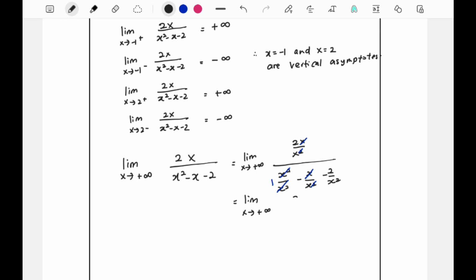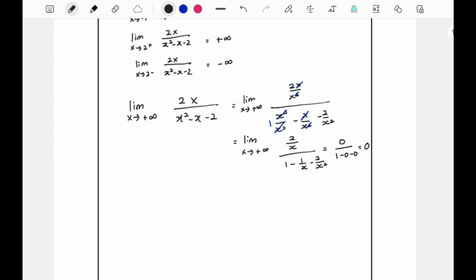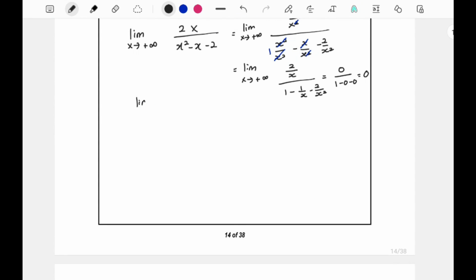So it's going to be 2 over x over 1 minus 1 over x minus 2 over x squared. And when we substitute infinity, we get 0 over 1 minus 0 minus 0, and the answer is 0. We're going to repeat the same process with the limit as x approaches negative infinity.